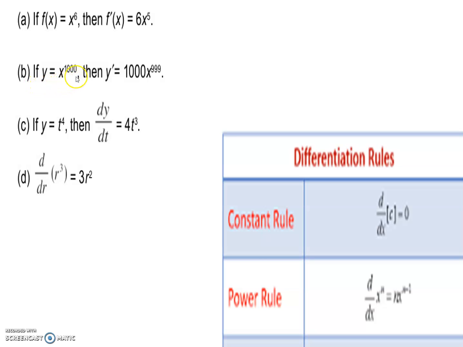If y is equal to x raised to 1000, we have n is 1000. Y dash also represents the derivative of y, so y dash is equal to 1000 x raised to 1000 minus 1, that is 999. Now if y is equal to t raised to 4, then dy by dt is equal to 4 t raised to 4 minus 1, that is 3. The derivative of r cube is 3r square. In this way, the derivative of a constant is 0 and the derivative of x raised to n is n x raised to n minus 1.